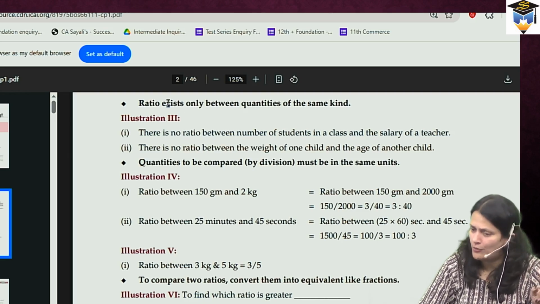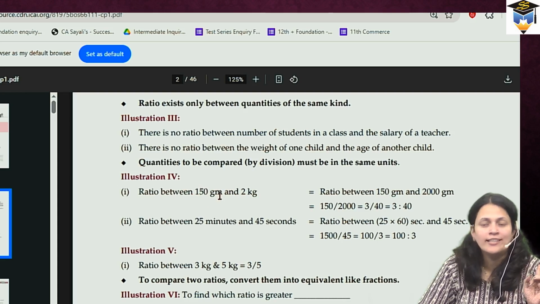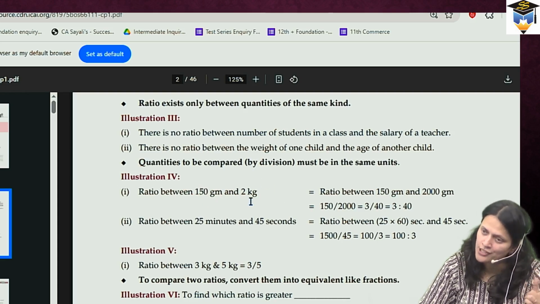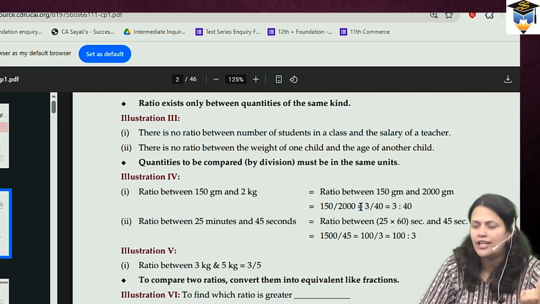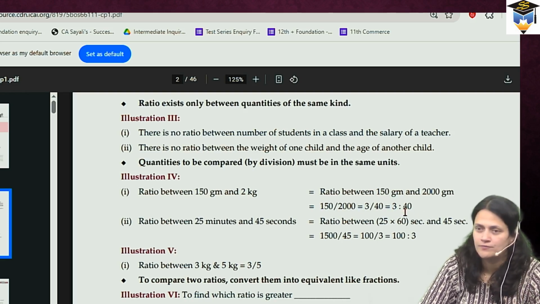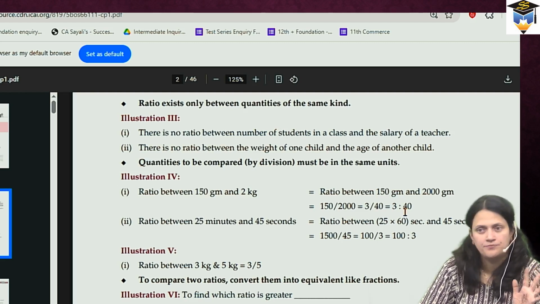Understood? Now here they have given you two examples, 150 gram and 2 kg. So this is already in gram. So we have to convert 2 kg to grams, which is nothing but 2000 grams. So 150 divided by 2000, answer comes out to be 3:40. Always write down the answer in the lowest form. Okay? Done?